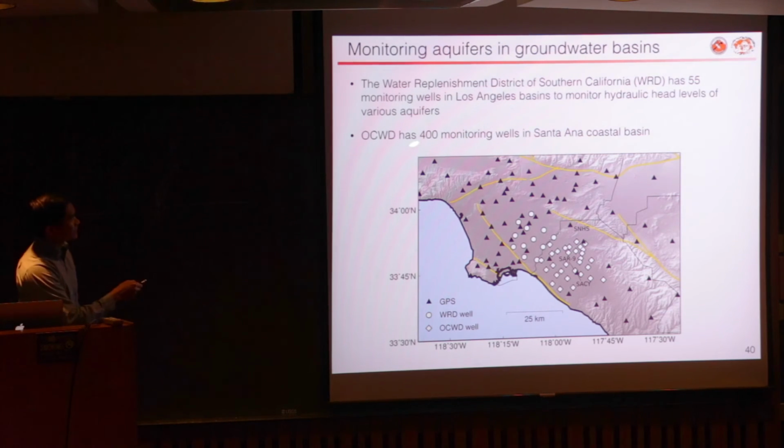And Orange County has 400 monitoring wells within the Santa Ana, the Orange County district. But in this study, we're only going to limit it to 30 of the main wells within the basin. And so let's take a closer look at one of these wells here that's sitting right in the middle of the Santa Ana basin.